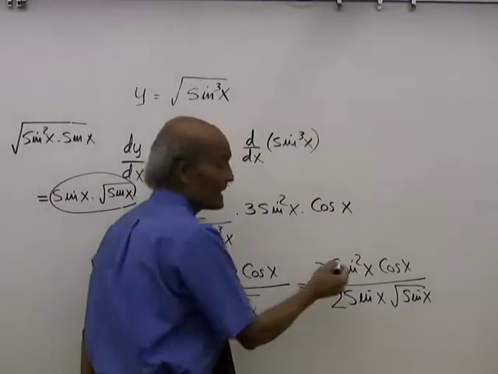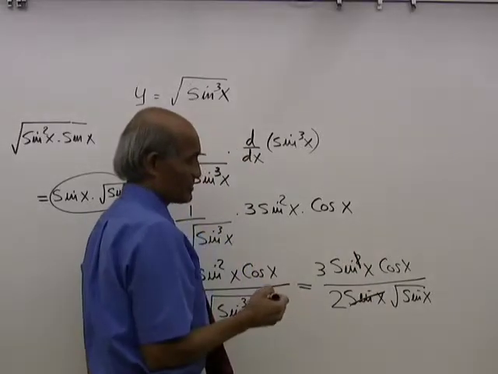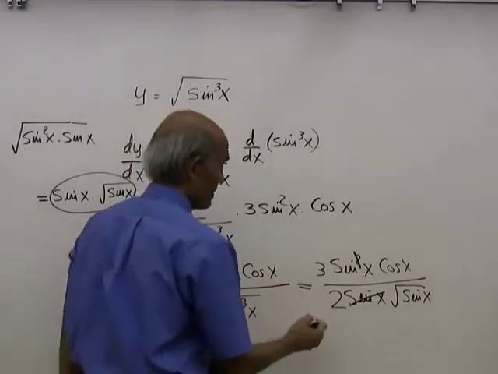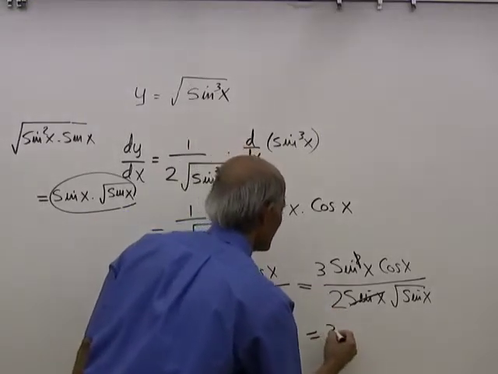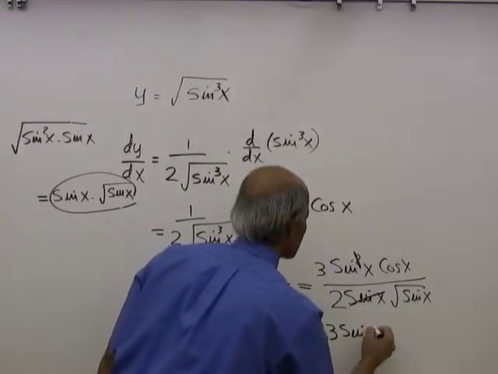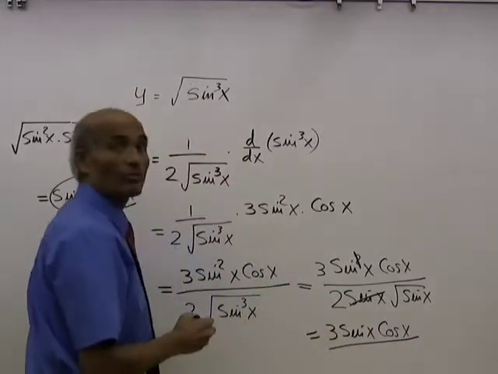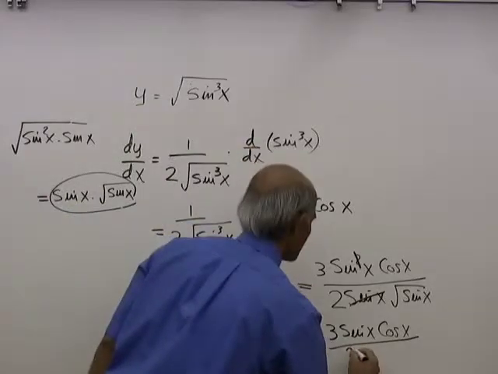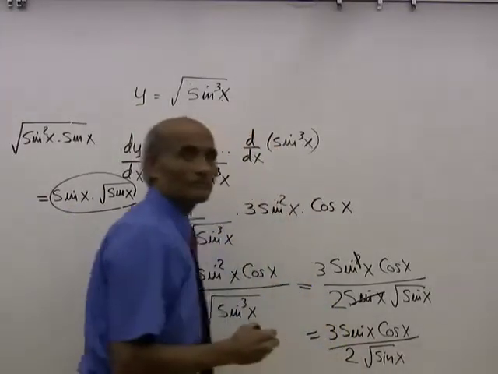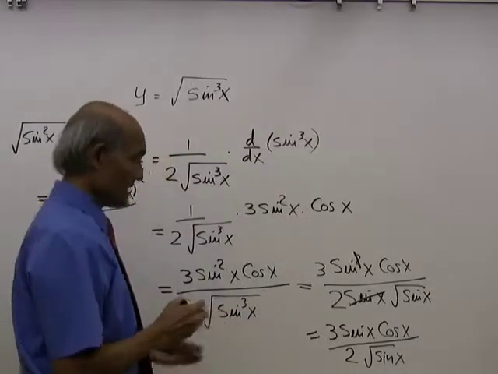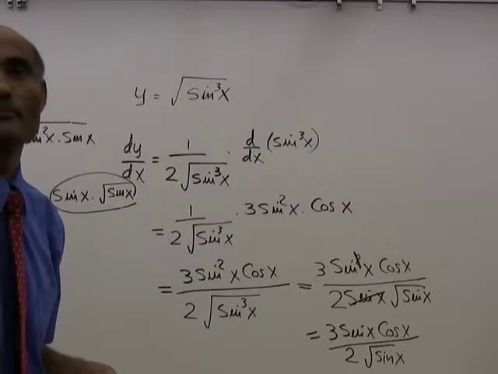Alright, and you can see one sine x and one sine x cancel there. And what is the final result that I can write? That'll be 3 sine x cos x all over 2 square root of sine x. Alright? Try and practice this one more time on your own.